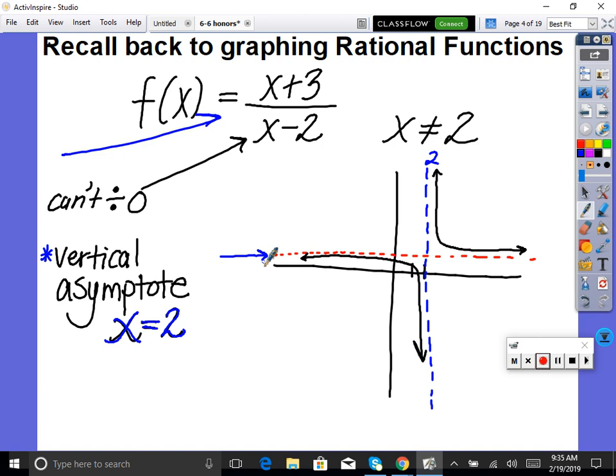Yes. So she's noticing there were 3 rules. If they're the same degree, you divide your leading coefficients. So 1 divided by 1 is 1. So this would be at y equals 1.